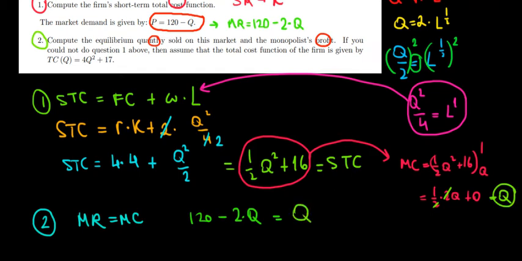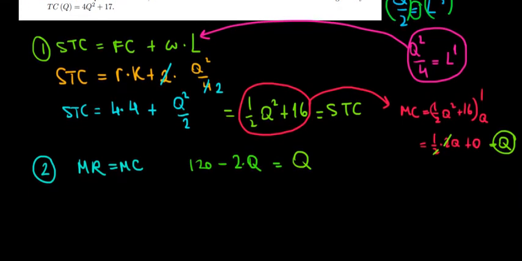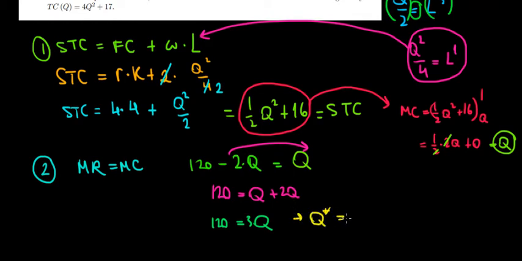And now we have to solve this. It's a simple equation. So what will we have? We will have 120 equals q plus 2q. We're taking it to the other side. Q plus 2q, now what's q plus 2q? That's 3q. So 120 is equal to 3q. And if we want to find out the quantity, the quantity in equilibrium for the monopolist is going to be 120 divided by 3, which is 40 units.